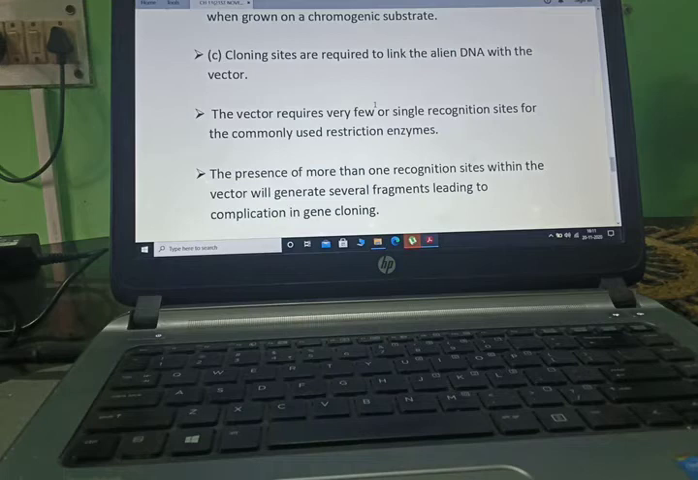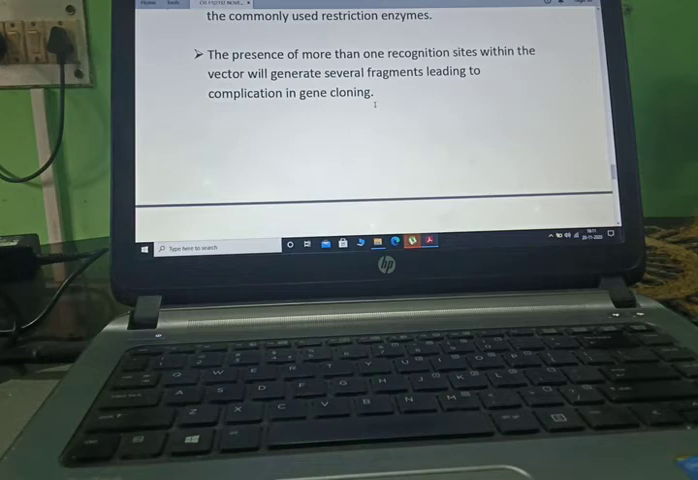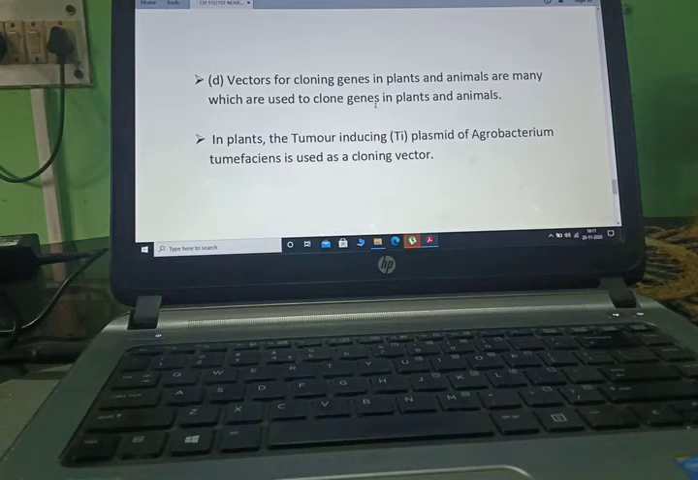Cloning sites are required to link the alien DNA with the vector. The vector requires very few or a single recognition site for the commonly used restriction enzyme. The presence of more than one recognition site within the vector will generate several fragments, leading to complications in gene cloning. Vectors for cloning genes in plants and animals are many. In plants, the tumor-inducing plasmid of Agrobacterium tumefaciens is used as a cloning vector.